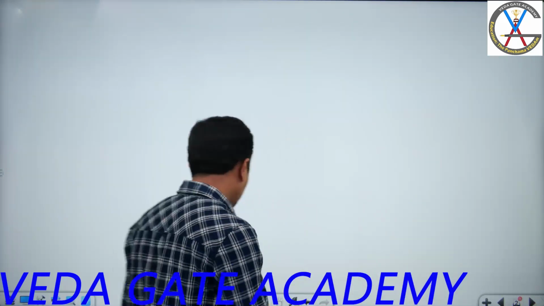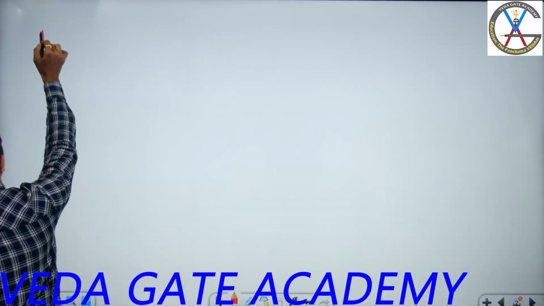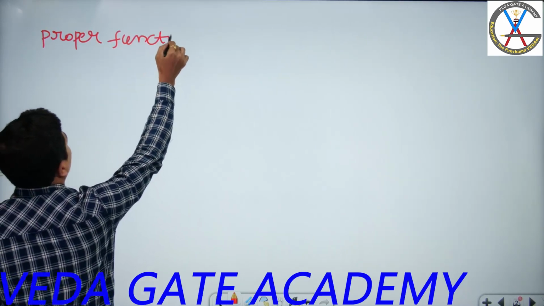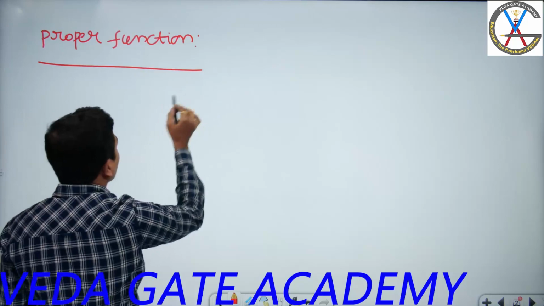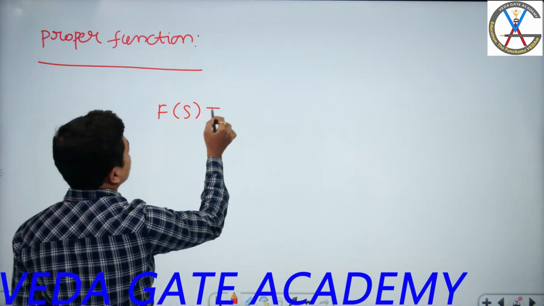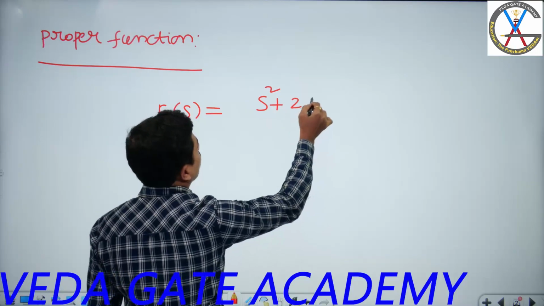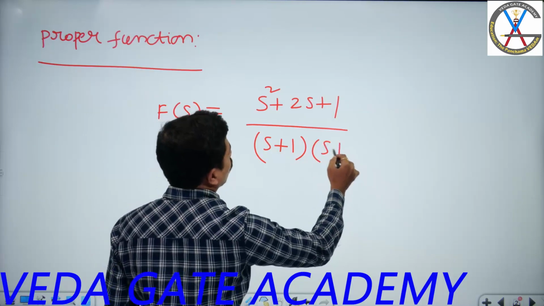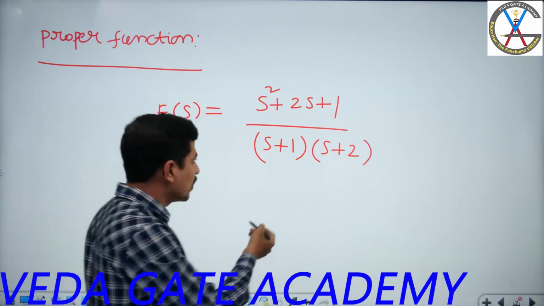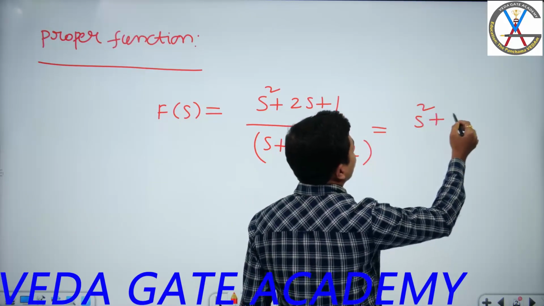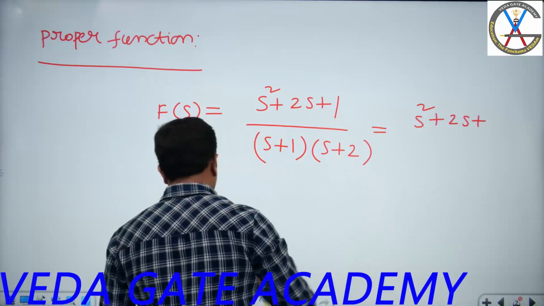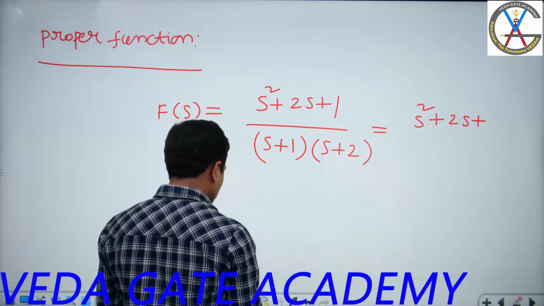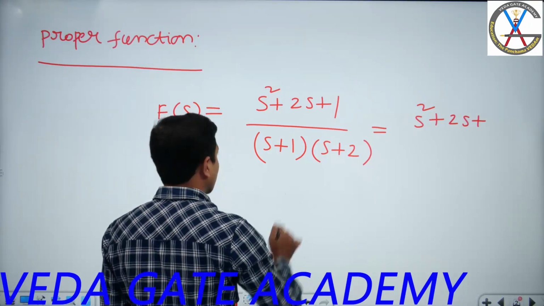The heading is proper function. If I take a function in the S domain, suppose F(s) is my function, (s square plus 2s plus 1) by (s plus 1)(s plus 2). Observe it: if you simplify the denominator also, I will not take s square plus 2s plus 1, because s plus 1 is getting cancelled. I should not take the things which are getting cancelled.